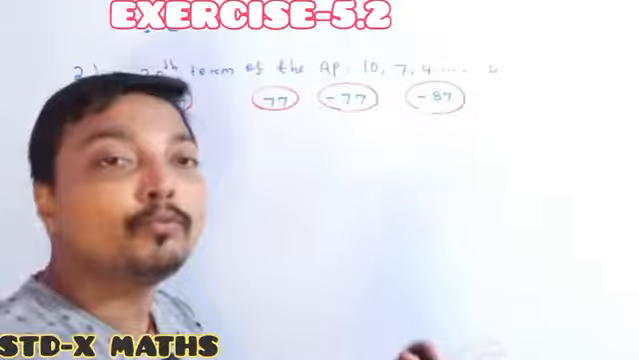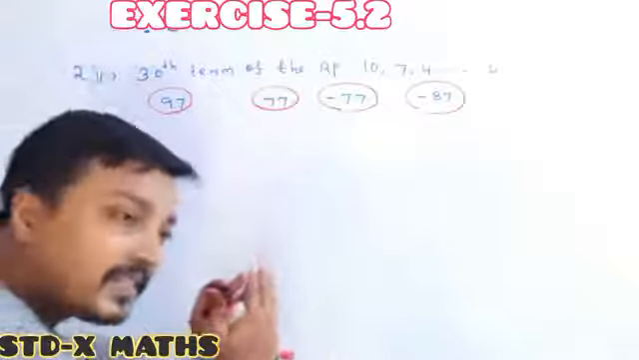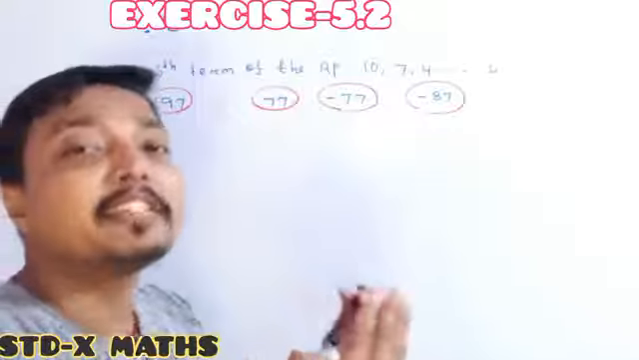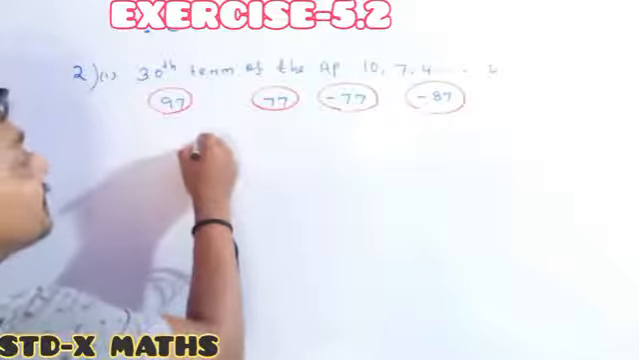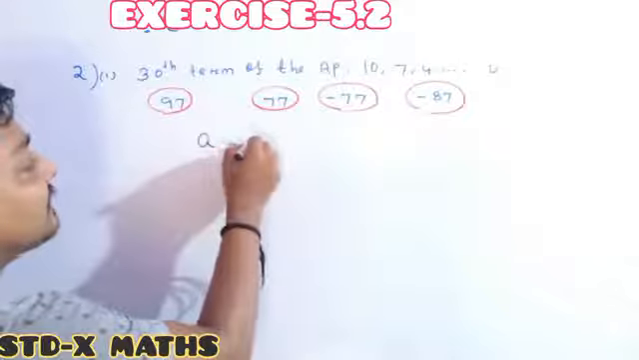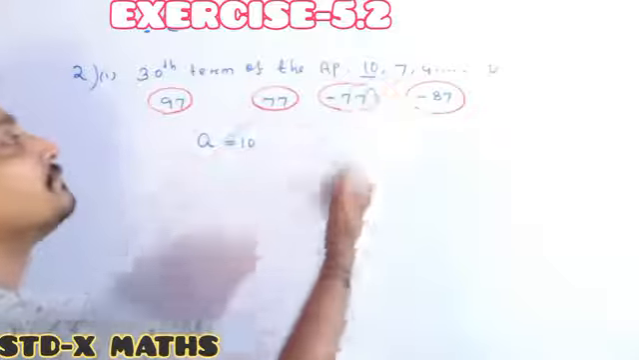Always you have to do the separation: which things are given, and second, which things are asked. See, first I am showing, here, the first term is A. Everyone see, the first term is A.